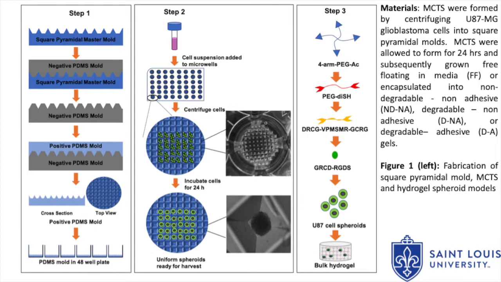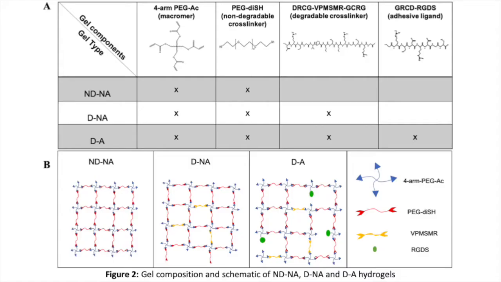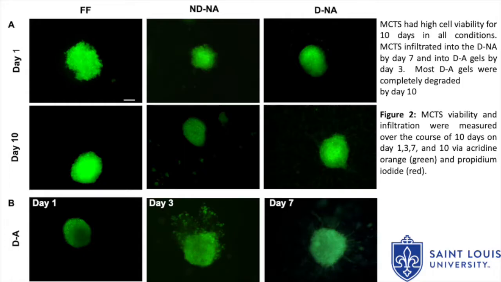To form the multicellular tumor spheroids, U87 glioblastoma cells were spun down into square pyramidal molds and incubated for 24 hours to allow for spheroid formation. Once formed, the spheroids were encapsulated into non-degradable non-adhesive (nDNA), degradable non-adhesive (DNA), and degradable adhesive (DA) gels, with composition shown in Figure 2. Spheroid characteristics were measured over the course of 10 days.